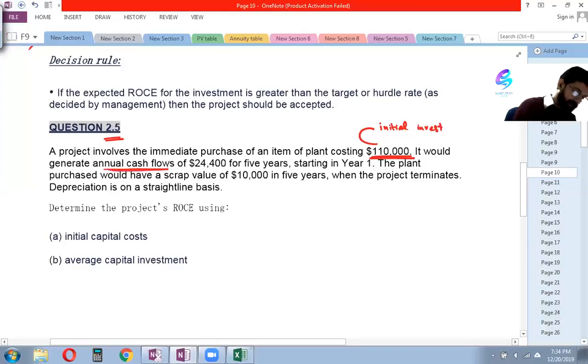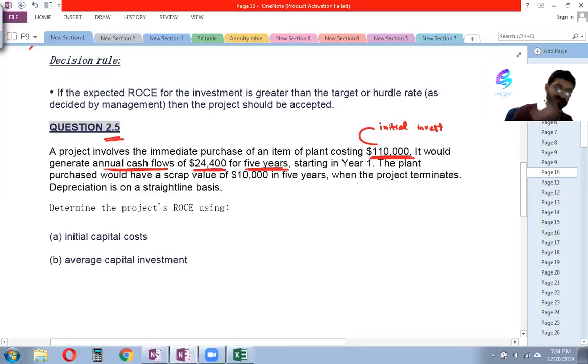So every year the cash flows will be 24,400 for 5 years. So 24,400, 24,400, 24,400, 24,400, and 24,400. For 5 years, you're going to have these cash flows. What did I tell you? Your examiner may give you cash flows, and then you have to convert cash flows into profits. And you are given the cash flows here.